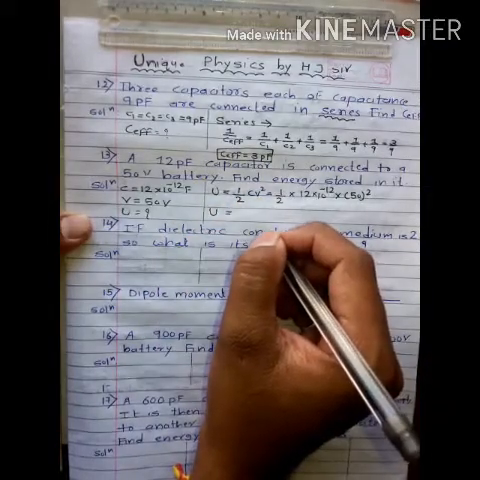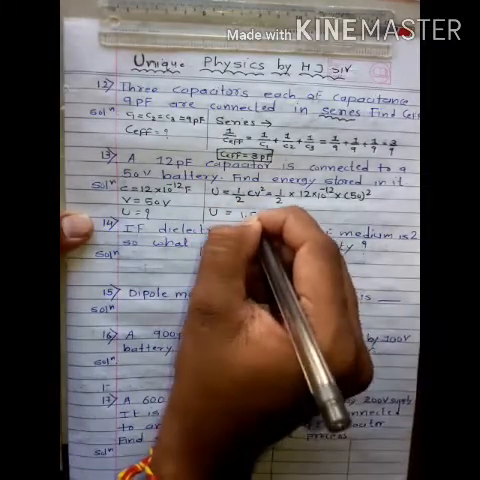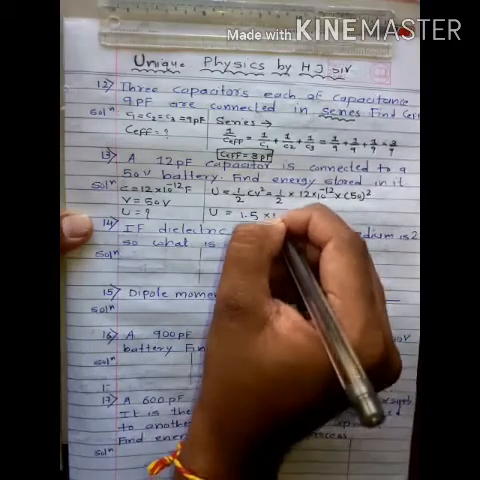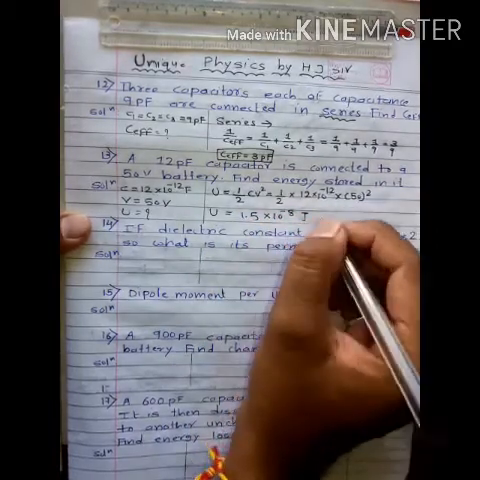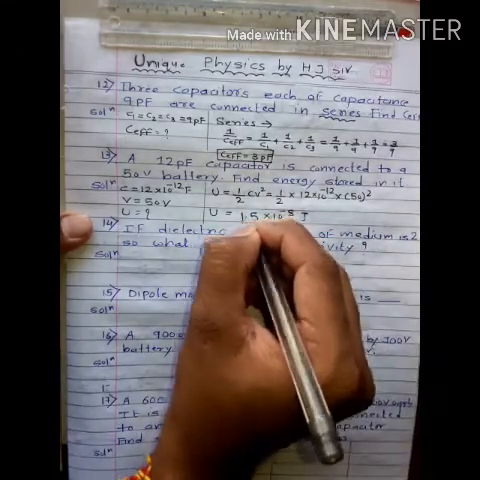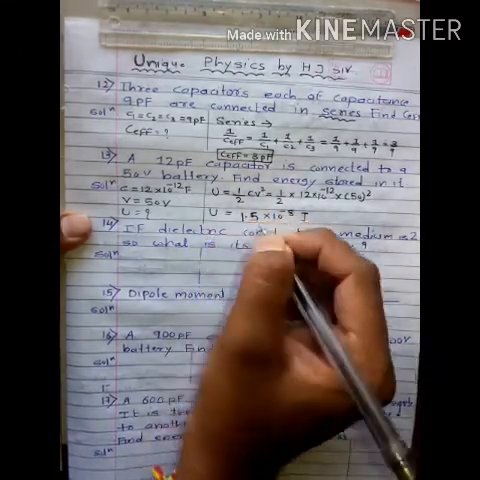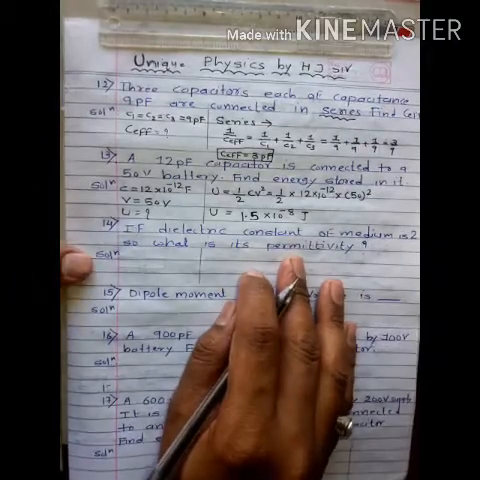So your answer is 1.5 into 10 raised to minus 8. This is the energy stored in the capacitor. So the unit is joule. 1.5 into 10 raised to minus 8 joule.